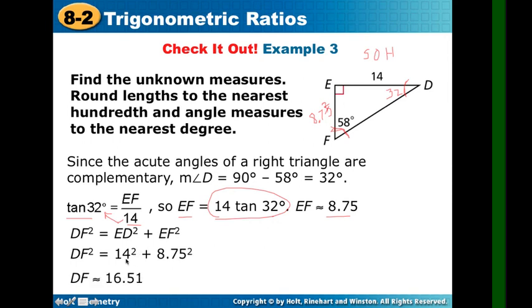Okay, so using your calculator, kunin mo yung 14 squared plus 8.75 squared. Ano yung nakuha niya? Ang nakuha niyo is 272. Okay, ang nakuha niyo is equal to 272.5625. Tama ba ako?